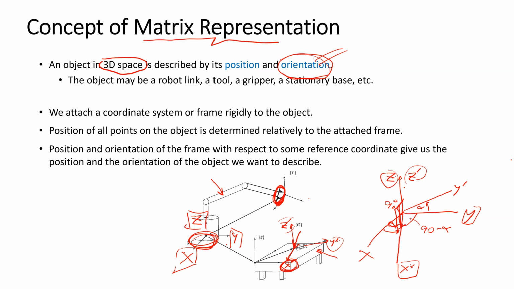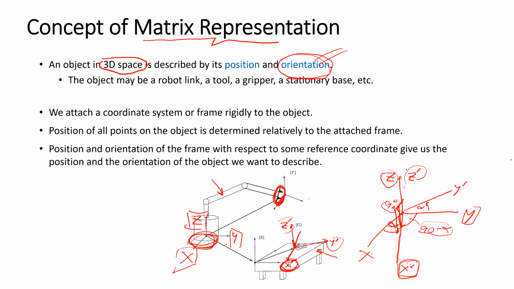So if you only tell this, that X prime makes an angle of alpha with X, makes the angle of 90 minus alpha with Y, and makes 90 degrees with the Z axis, with this you can only draw the X prime in this direction. You cannot draw it in a different direction. Only one direction is possible with this condition.